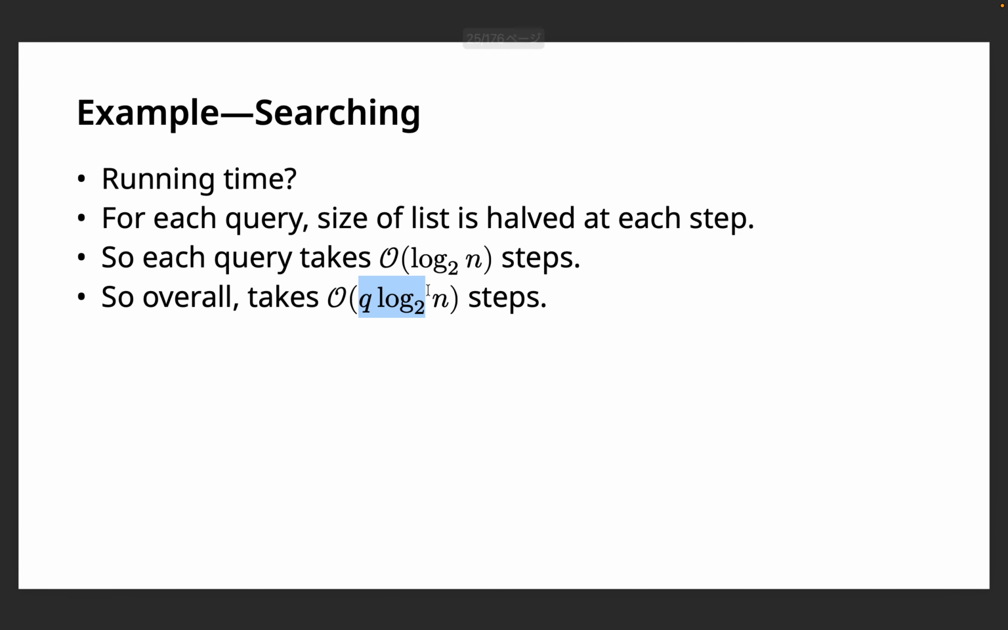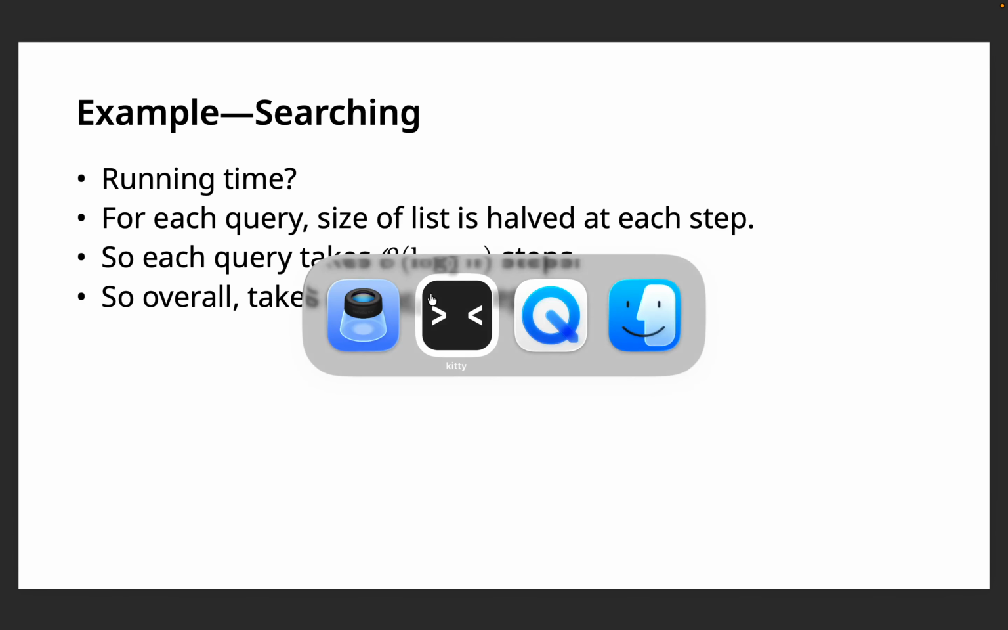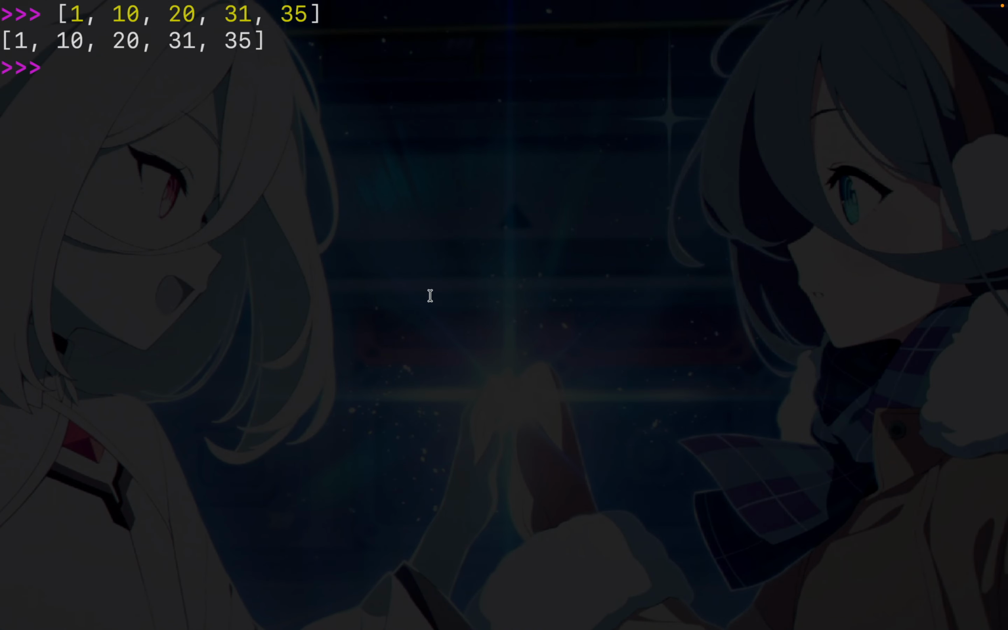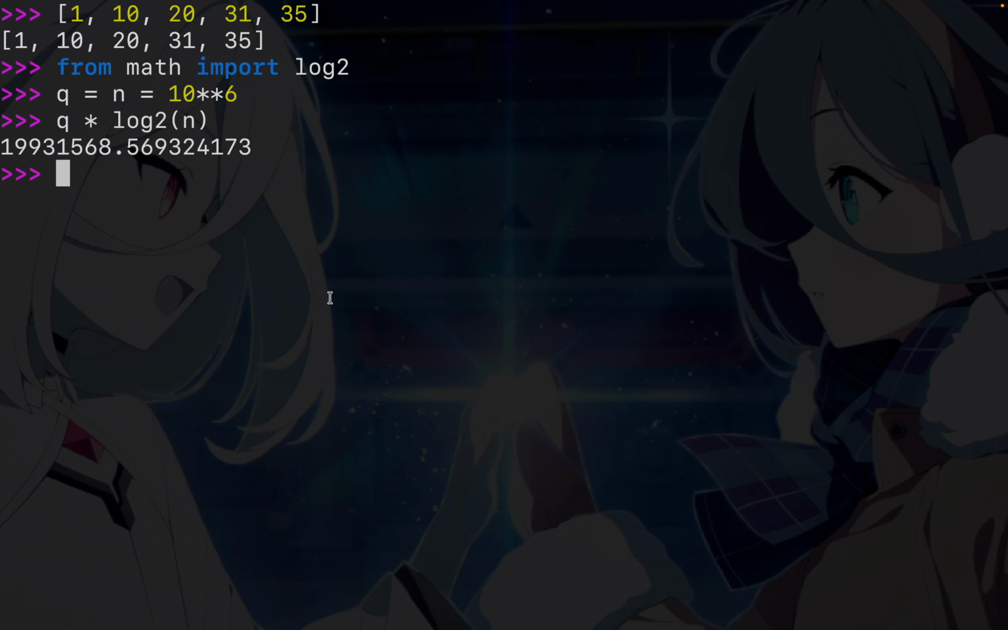So if you have this function of q and n, and you look at, so from math import log2, let's say q and n are both 10 raised to 6. If I do q times log 2 of n, this is around 20 million, and our estimate is 100 million operations per second. So this is still within our budget. This will run in roughly around 0.2 seconds using our estimates. So this is fast enough.